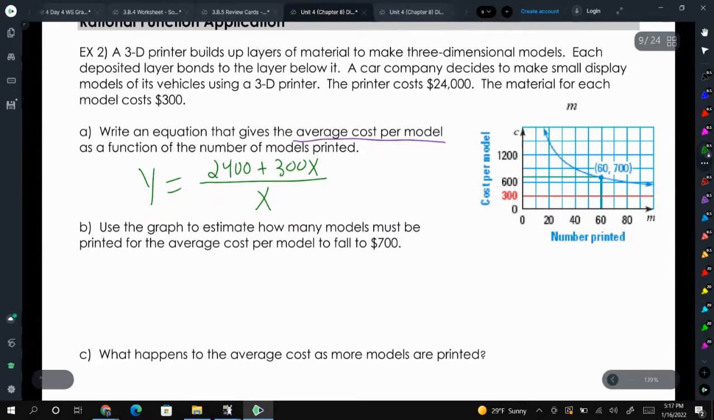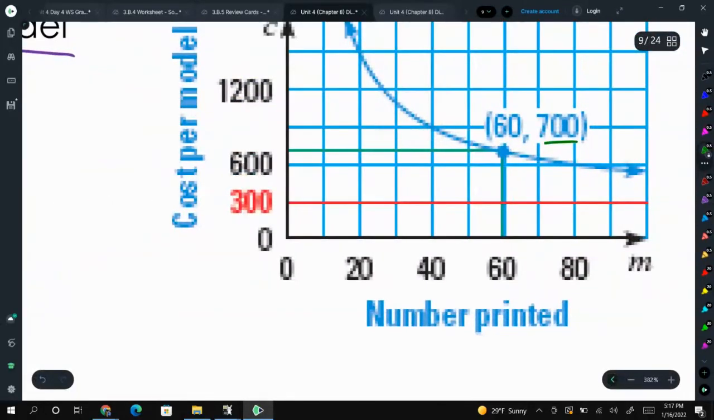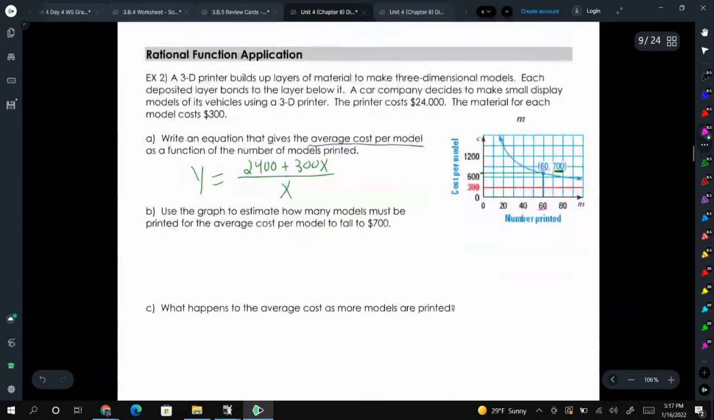Now use the graph to estimate how many models must be printed for the average cost to fall to 700. Right here, 700 for the y value. The x value that goes with that is 60. So 60 models must be printed.